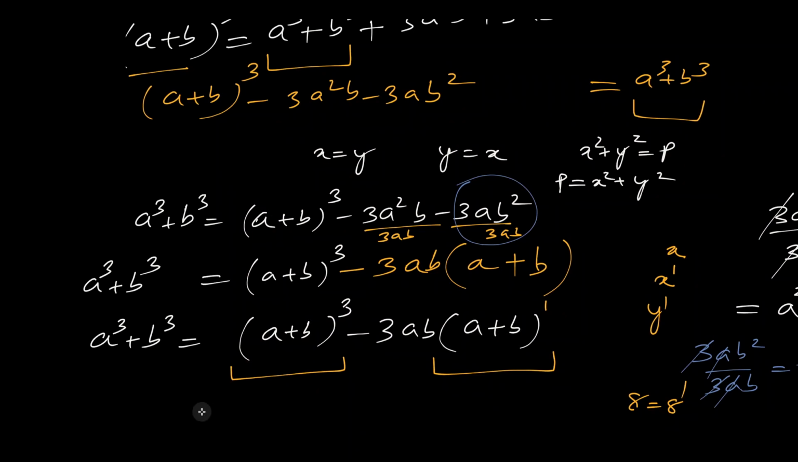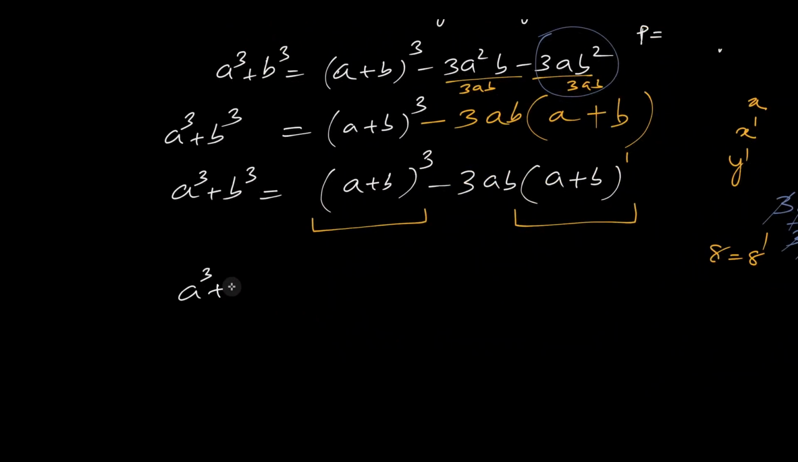Now I'm going to write the same thing, a cube plus b cube equals, now I'm going to take the common factor which is a plus b. Now I'm going to write the bracket, instead of parenthesis I'm going to write a square bracket. We'll see later why I am writing a square bracket. Since this is power 1, so a plus b whole cube divided by a plus b. Let's solve this one.